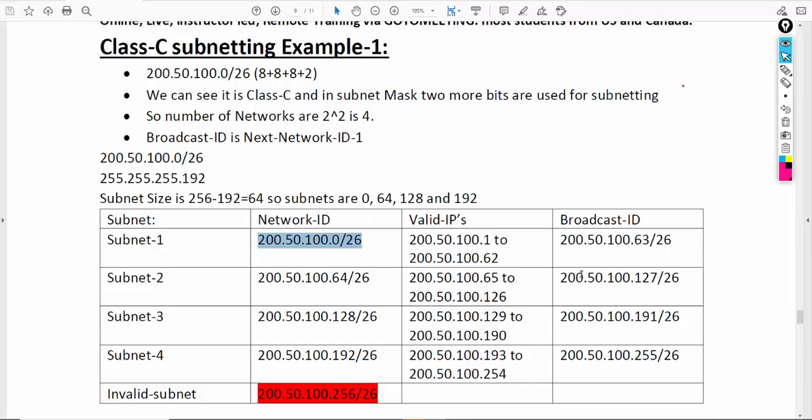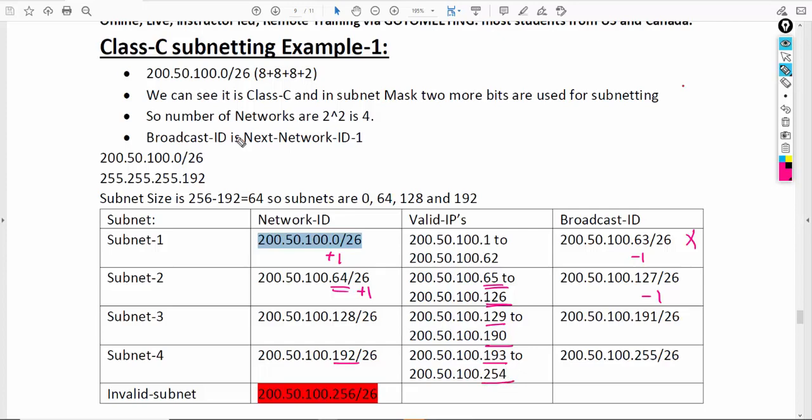So once you fill up this one, the other ones are easy. If you look here, the first valid IP is the network ID plus 1 and the last valid IP is the broadcast ID minus 1. So 250.100.0.1 is a valid IP. You cannot use the broadcast IP. For the second subnet, 64, the first valid IP is 65. This is 127, so the last valid IP is 126. So plus 1 and minus 1. Same thing here, 129 and 190. Network ID plus 1, broadcast ID minus 1. Same thing here, 193 to 254.